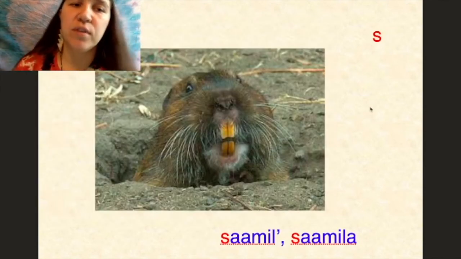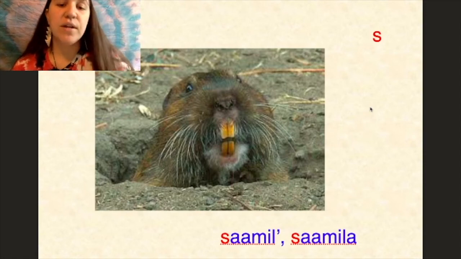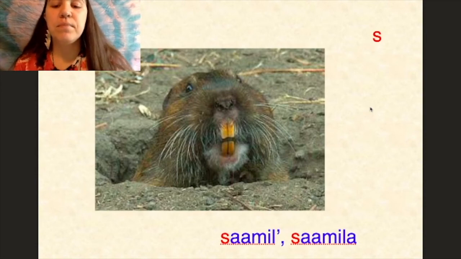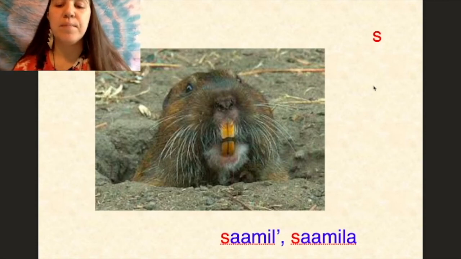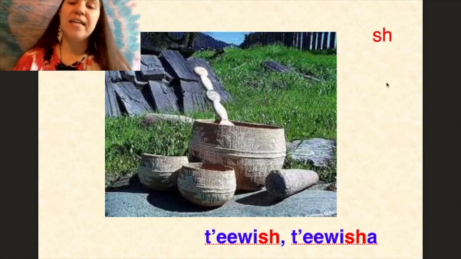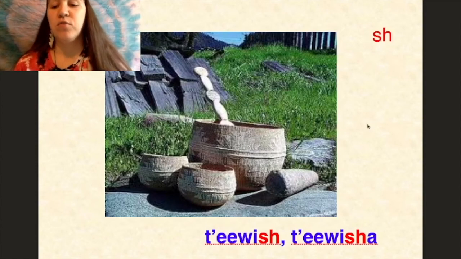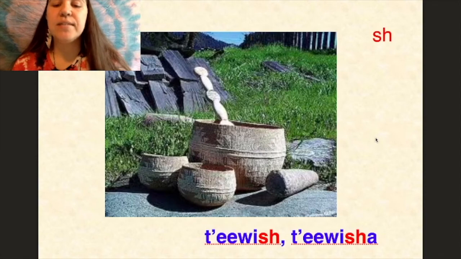And now we've moved on to the fricatives. So here we have the s for sawmill, sawmilla. And we also have that sound in here as our example for sh. So this is our word for basket, and we have t'ewish, t'ewisha.